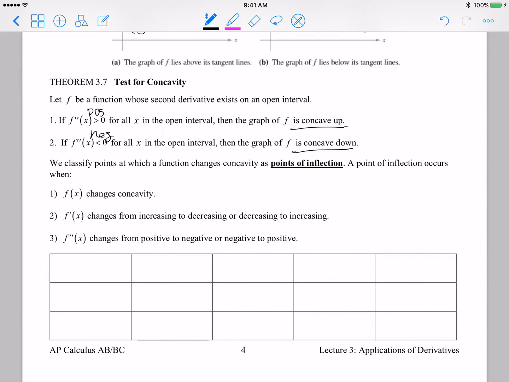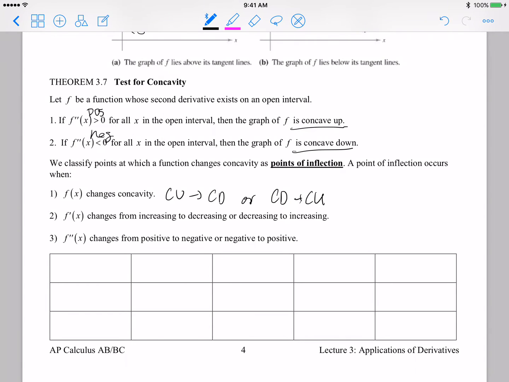And a point of inflection is whenever a graph changes concavity, either from concave up to concave down, or concave down to concave up. Okay, so that's one of the cases where a function has a point of inflection.